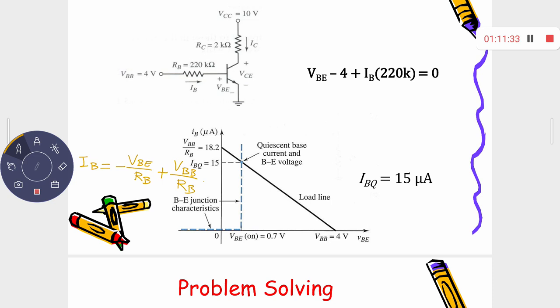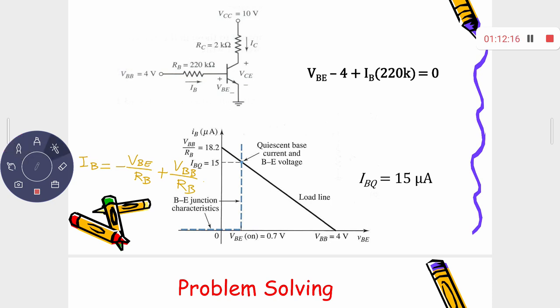So when VBE is equal to 0, what is IB? It is VBB by RB. That means what is the value? You just calculate 4 volt by 220 kilo ohms. That is 18.2 microampere. And when IB is equal to 0, what is VBE? Simply VBB, that is 4 volt.